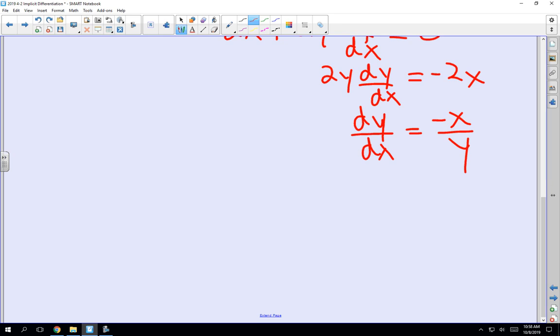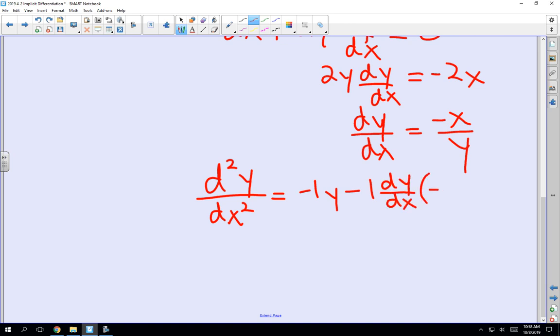Second derivative, here's how it works. It's d2y/dx2, and I've got to use the quotient rule on this guy. So derivative of the top would be -1 times the bottom, y, minus derivative of the bottom is 1 dy/dx times the top, -x, all over the bottom squared. So it's quotient rule, but when I take the derivative of y, I've got to attach a dy/dx when I'm doing this implicitly.